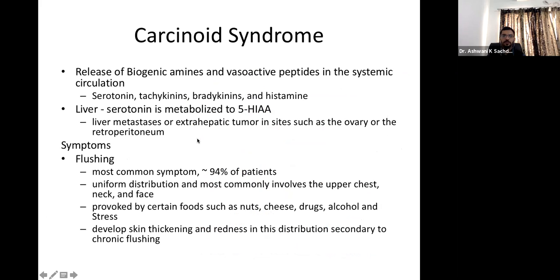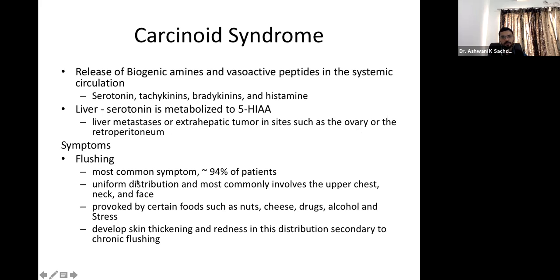So coming on to the carcinoid syndrome, it is associated with the release of biogenic amines and vasoactive peptides in the systemic circulation, as I've already described: serotonin, tachykinin, bradykinin, and histamine. Usually, serotonin is metabolized, but in case of liver mets or extrahepatic tumors, such as in the retroperitoneum or involving the ovaries, testes, it is not metabolized, which leads to symptoms of carcinoid syndrome.